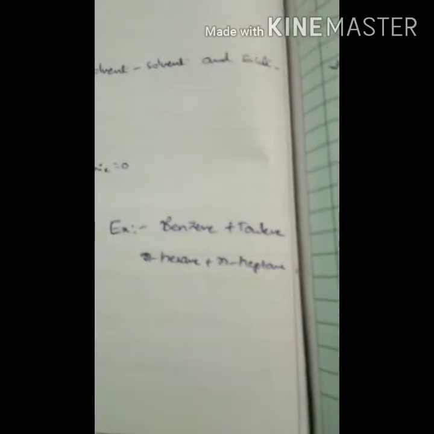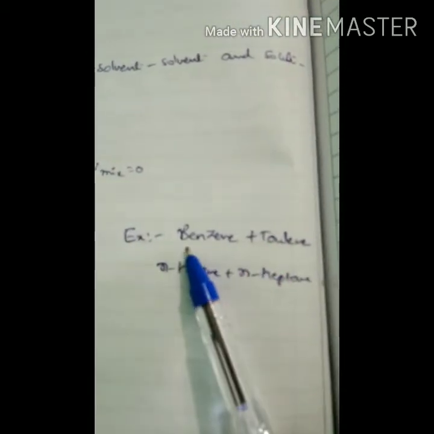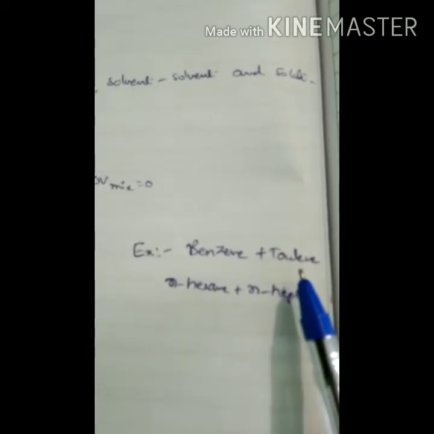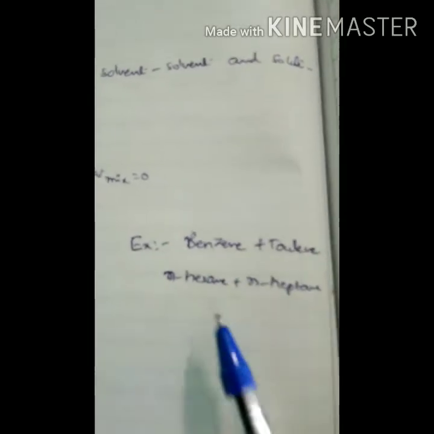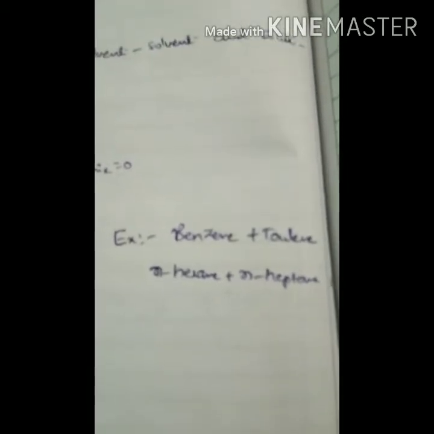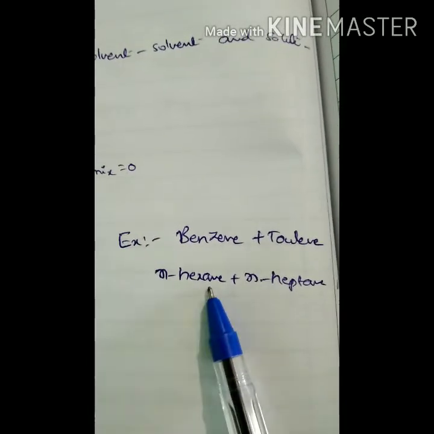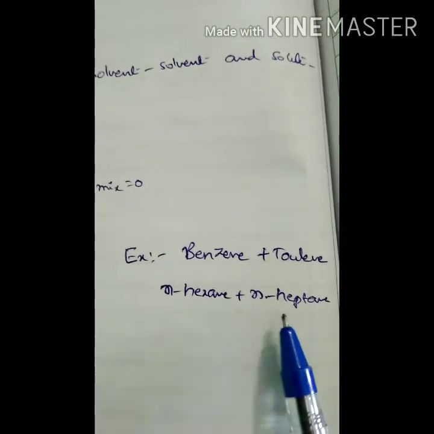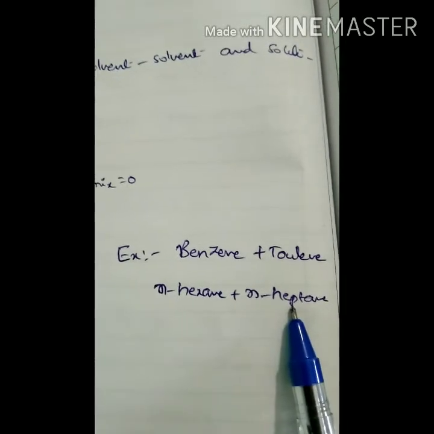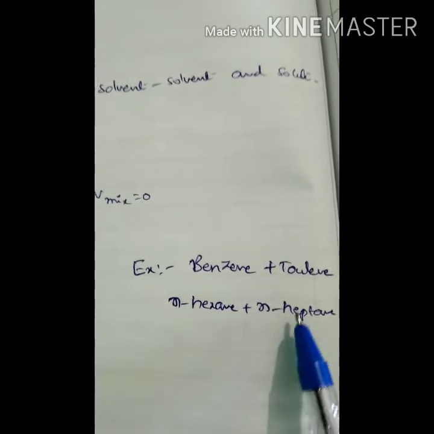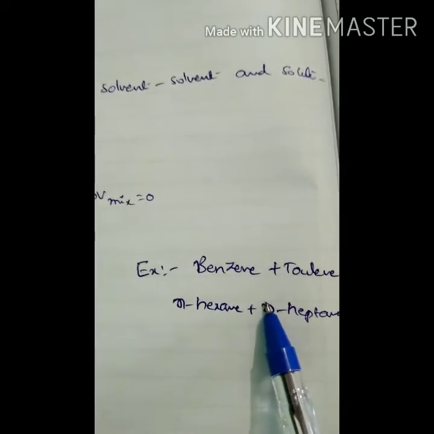For example, when we mix benzene and toluene, the attractions between benzene molecules and toluene molecules are the same as those within each. One more example is n-hexane and n-heptane. Here also the attraction forces between hexane molecules and heptane molecules are the same as those within each. So here you should remember these examples, as they may be asked as a question.